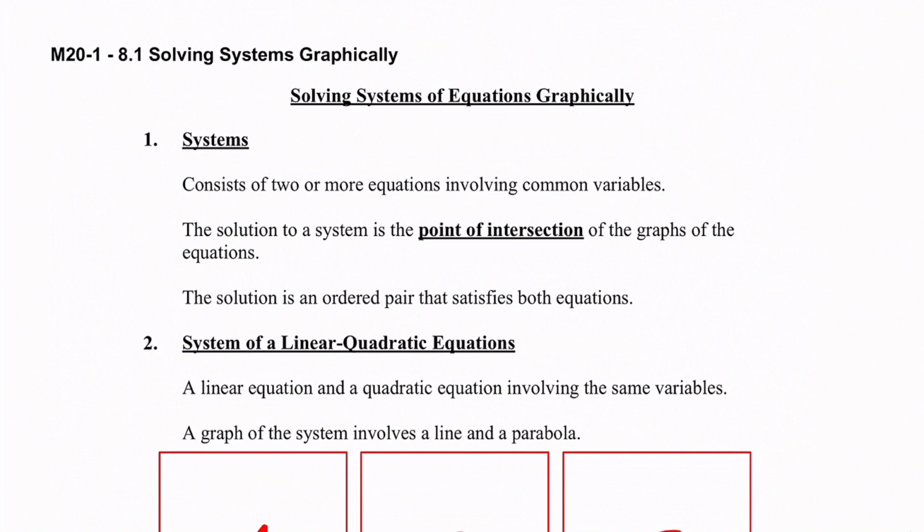So looking at what a system is, it's going to consist of two or more equations involving common variables. So they all have x's or they all have y's. And the solution to a system is the point of intersection of the graphs of the equations. So point of intersection, that is just where the lines cross.